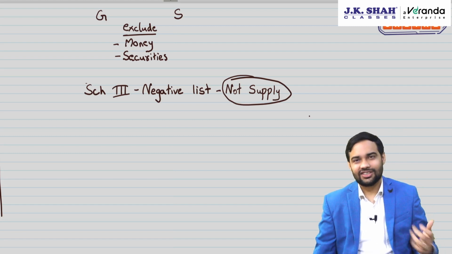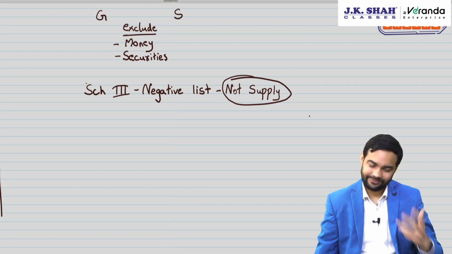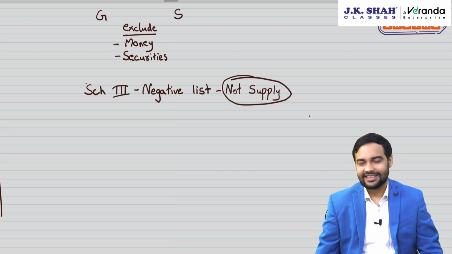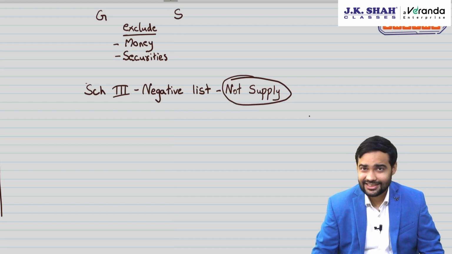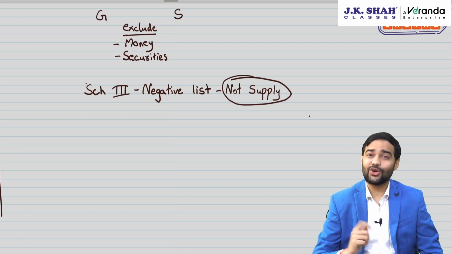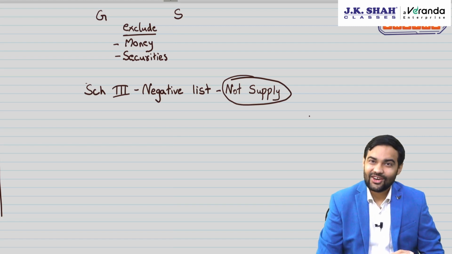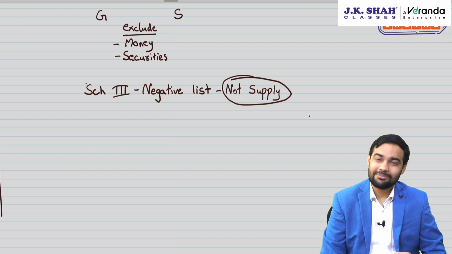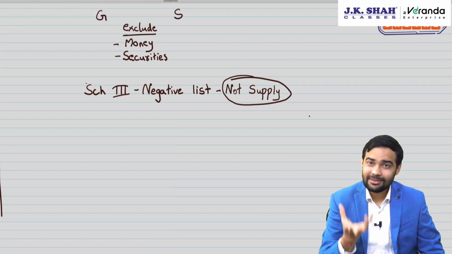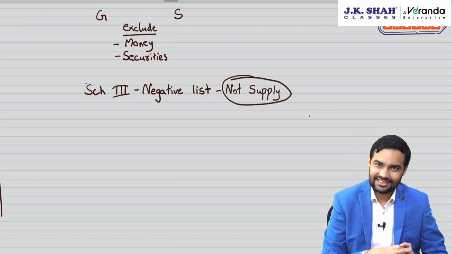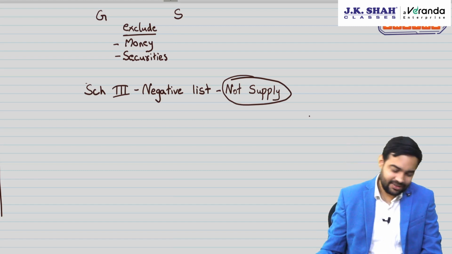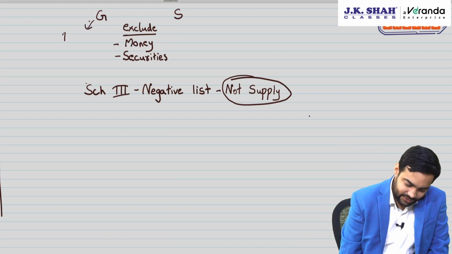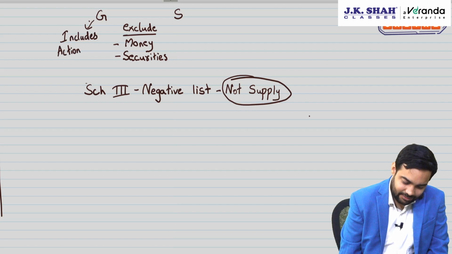Securities, shares are also not considered as goods, neither considered as service. But what about brokerage, lending of securities, borrowing of securities, any fee or commission paid to a middleman? All that will be regarded as a service, because only a transaction in money or securities is outside GST. Sir, what about actionable claim? Actionable claim is included in the definition of goods. So any actionable claim is considered as goods.